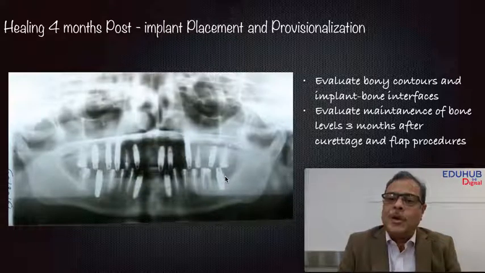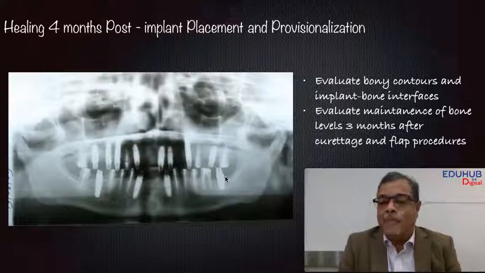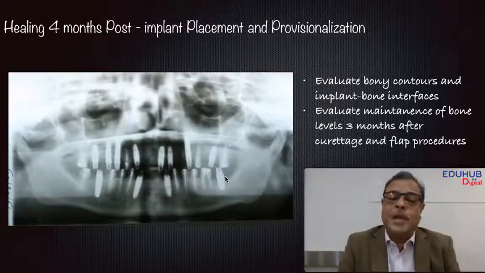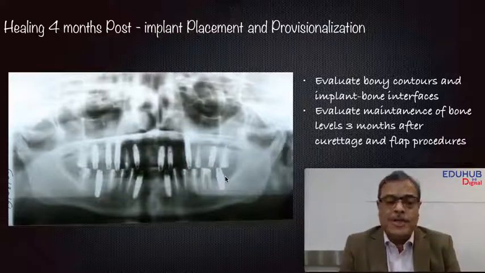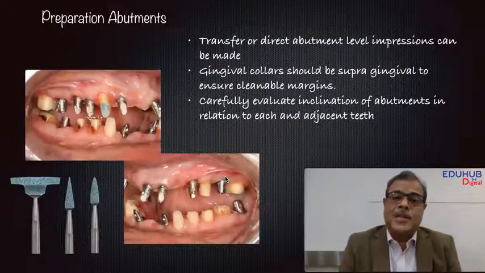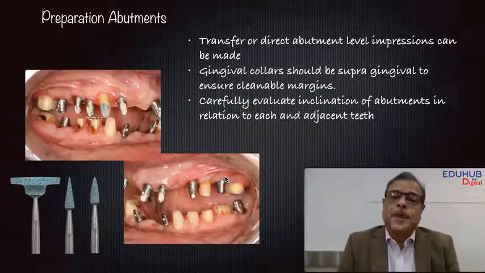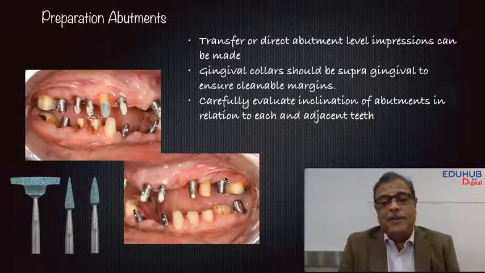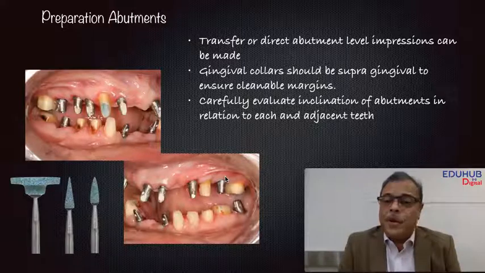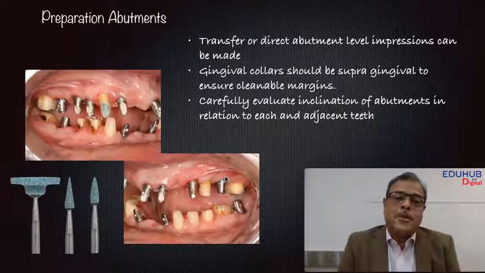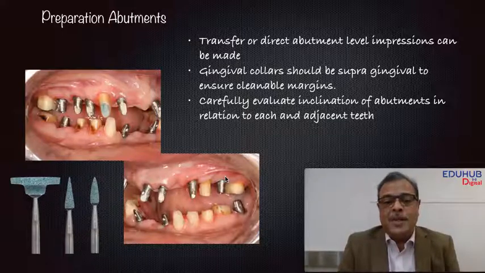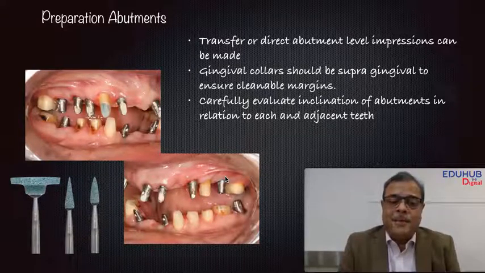you evaluate the bony contours, look at the implant bone interfaces, and then you're happy with everything, the gums look nice. That's the time when you make impressions, proceed with your restorations, which can be indirect or direct. Transfer is a good way of doing it. Direct abutment level impressions also can be made for people who don't have good labs. So you could do that. The transfer can be made, and then in the patient's mouth you could use these lab prepared abutments.